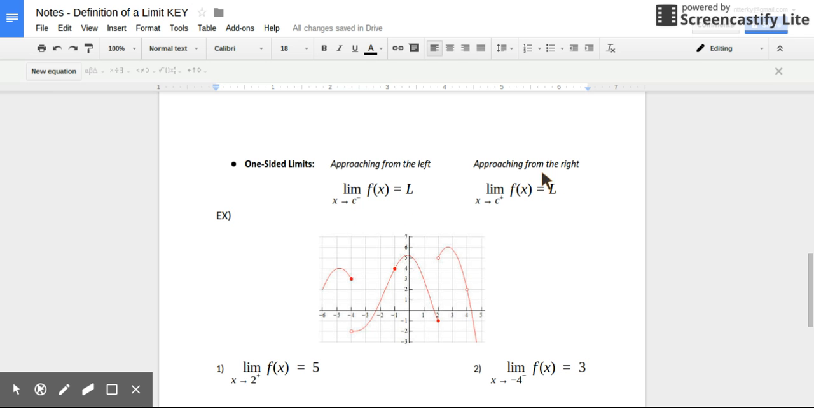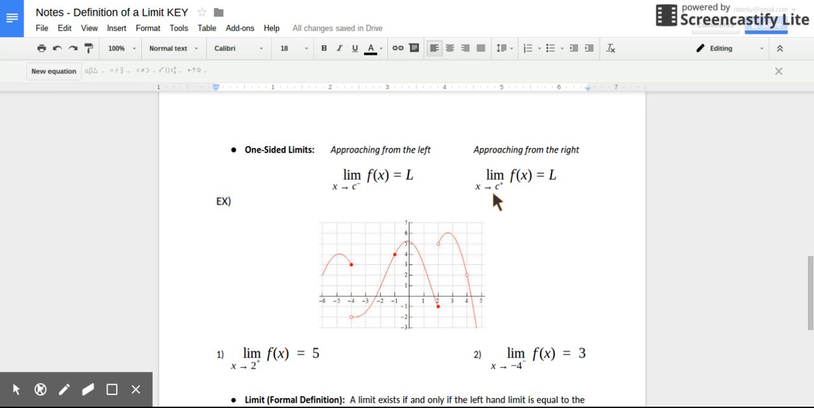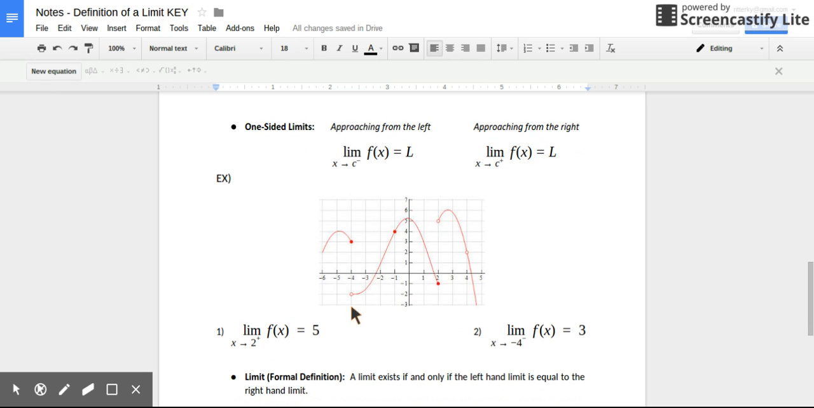In contrast, when I approach from the right, I use a little symbol with a plus sign because I'm using values that are more positive, or we could think of values that are slightly bigger than the value I'm approaching. A more complicated graph makes this idea a little bit clearer.